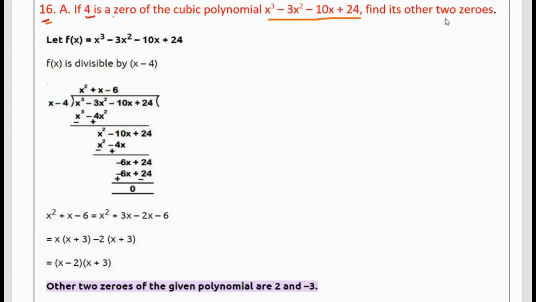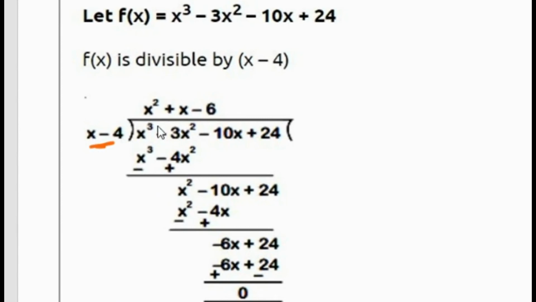16th question, if 4 is a zero of the cubic polynomial x cube minus 3x square minus 10x plus 24, find the other two zeros. As it is a cubic polynomial, we have three zeros. One zero is given, students, we have to find the remaining two zeros. To find the remaining two zeros, we have to do the division. So as 4 is a zero, x minus 4 will be the divisor, and x cube minus 3x square minus 10x plus 24 is the dividend.